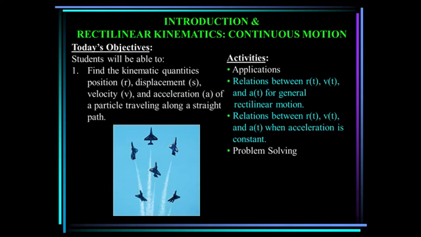Today's objectives: you will be able to find the kinematic quantities position r, displacement s, velocity v, and acceleration a of a particle traveling along a straight line. Activities include applications, the relationships between r, v, and a for general rectilinear motion, the relationships between r, v, and a when acceleration is constant, and some problem solving.